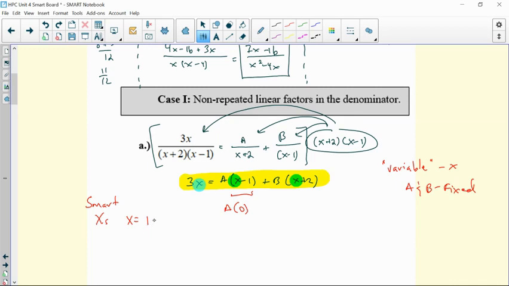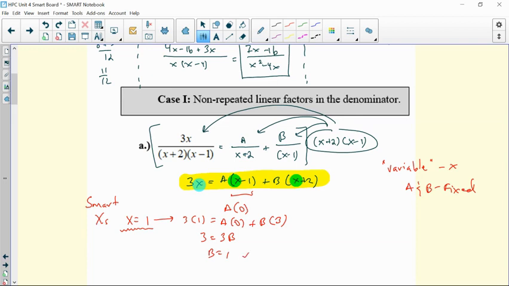So that means if x is 1, I have to actually do 3 times 1 equals a times 0, plus b times 1 plus 2, which is 3. I want you to write down which x you're choosing, and then put an arrow, because it's not an equal sign, since the equation itself has an equal sign. You're just basically saying that when x is 1, this implies my equation now becomes this, or 3 equals 3b, therefore b is 1, which is really, really nice.